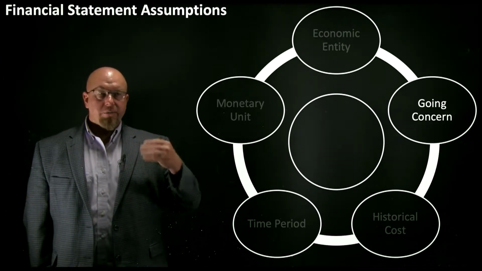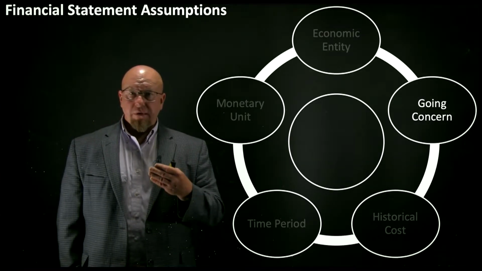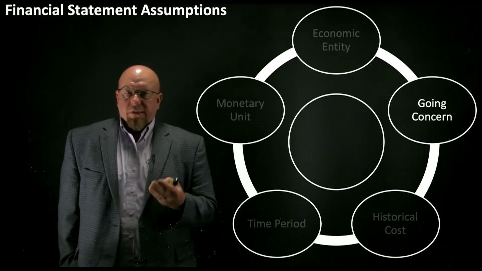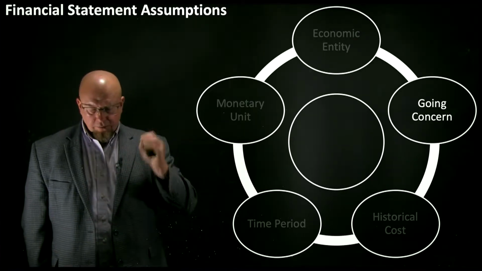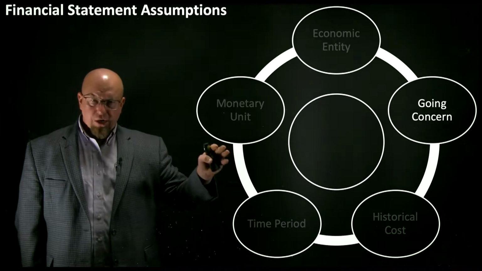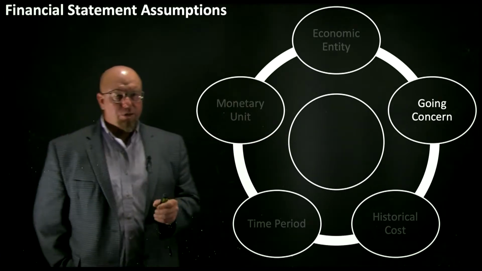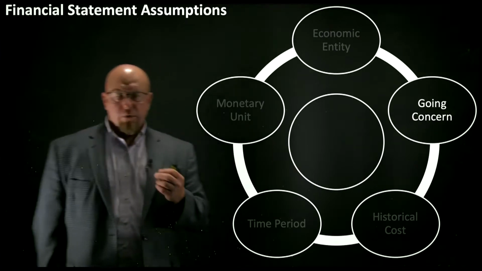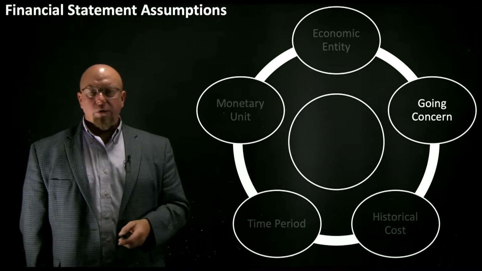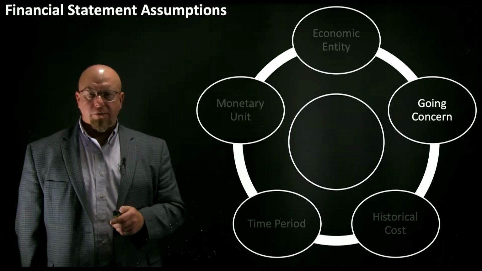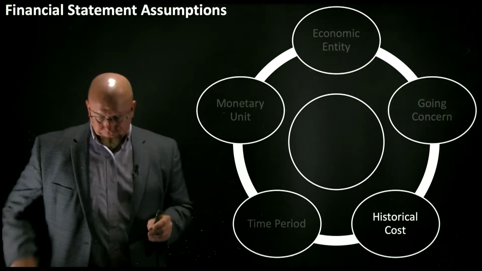That allows us to measure things like accounts receivable. Accounts receivable would be pointless if the business didn't continue to exist. We need to assume that the business will be here next year and the year after, et cetera, et cetera. If we don't have a going concern, then we actually have to switch our reporting to something called the liquidation basis of accounting. That's a whole different topic. So we'll keep going concern. We'll be optimistic.